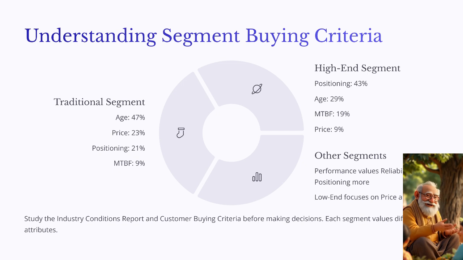This is where our product Able competes. In this segment, age carries 47% importance, price is 23%, ideal positioning is 21%, and reliability, measured by MTBF, is 9%. In contrast, the high-end segment, where product Adam competes, values ideal positioning the most at 43%, age at 29%, MTBF at 19%, and price only 9%.